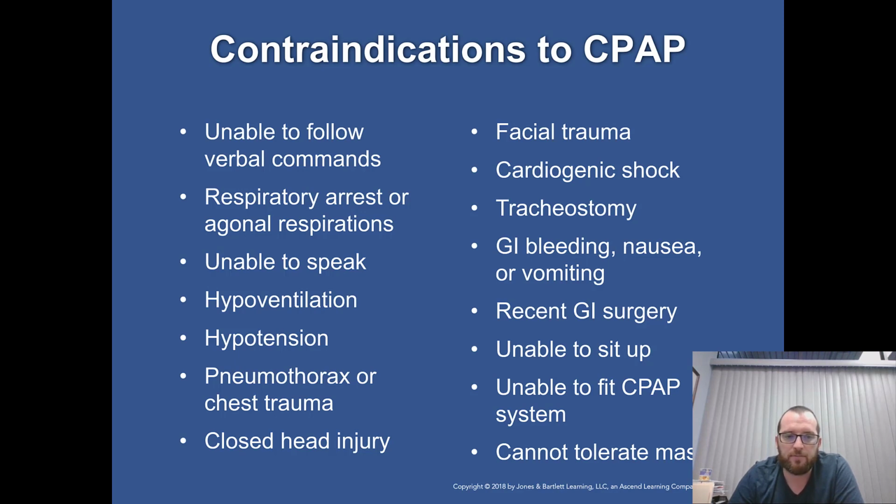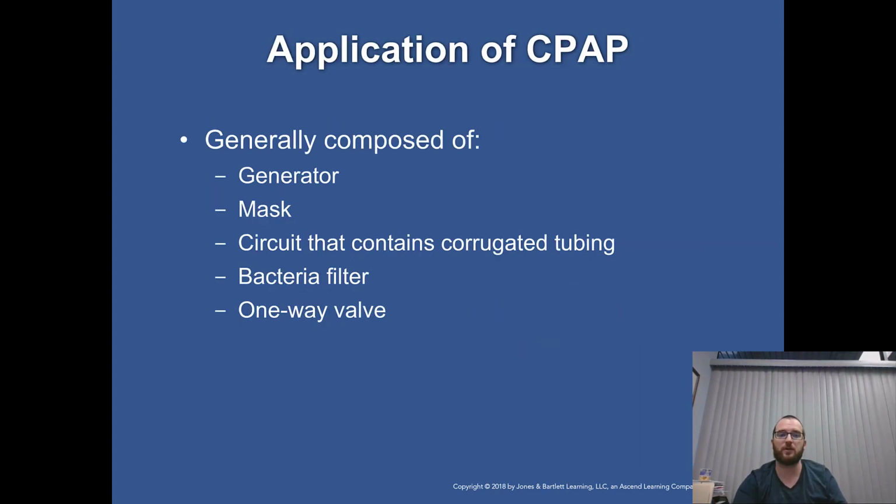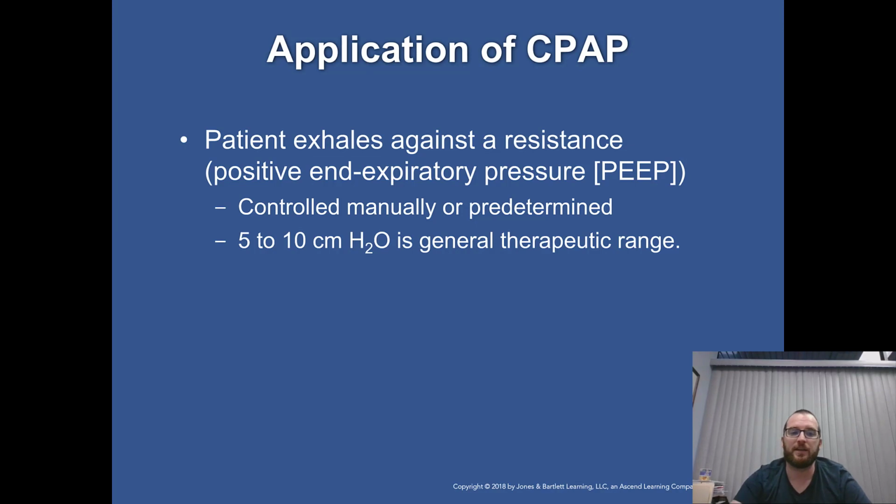Contraindications: pneumothorax, chest trauma, right? We don't want to blast a bunch of high pressure air into the chest if we know they have a pneumo, right? It's just going to make the problem worse. Bleeding, nausea, vomiting, right? You don't want them to vomit into that CPAP mask as it's blasting that air down their lungs, right? So definitely understand all these contraindications for it, when you can give it, when you cannot give it, and then how it actually works.